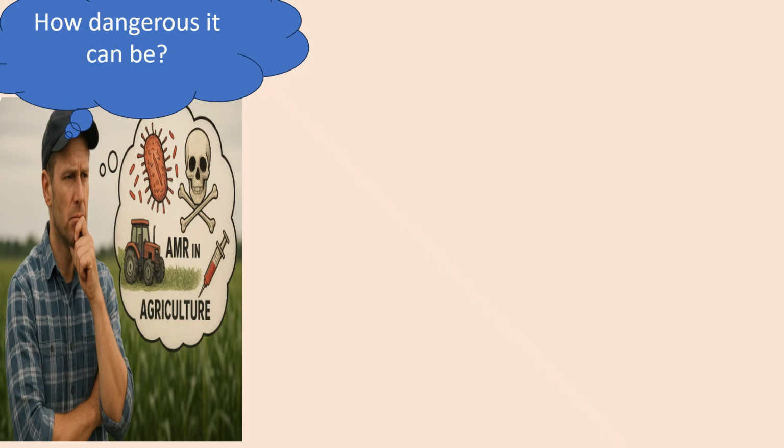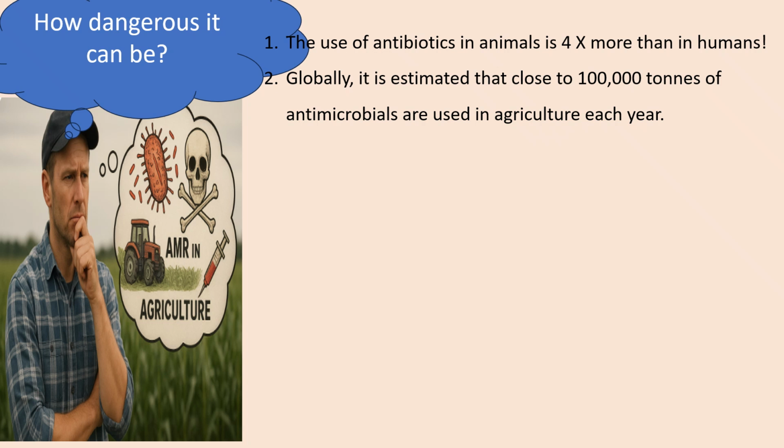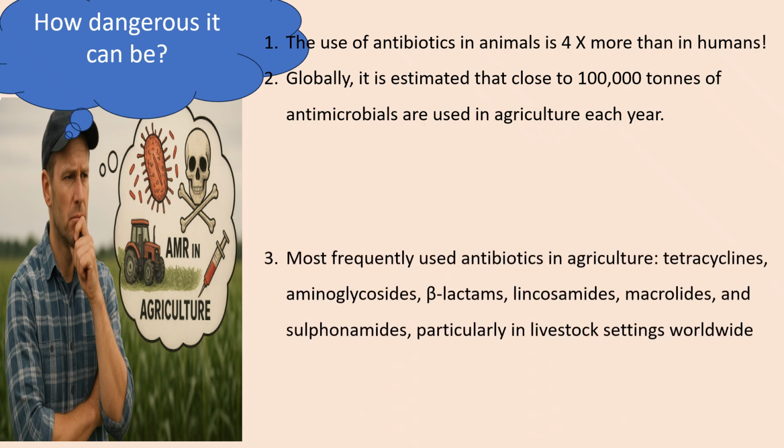So, how dangerous can it be? The use of antibiotics in animals is 4 times more than in humans. Globally, it is estimated that close to 100,000 tons of antimicrobials are used in agriculture each year. In fact, antibiotics are used in animals more than in humans in many countries. This huge volume makes farming one of the biggest contributors to the global AMR crisis.